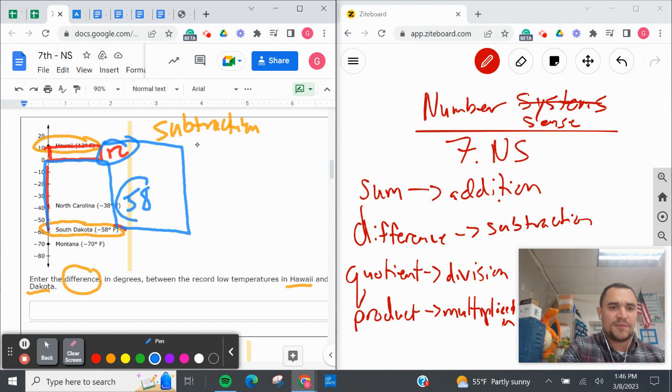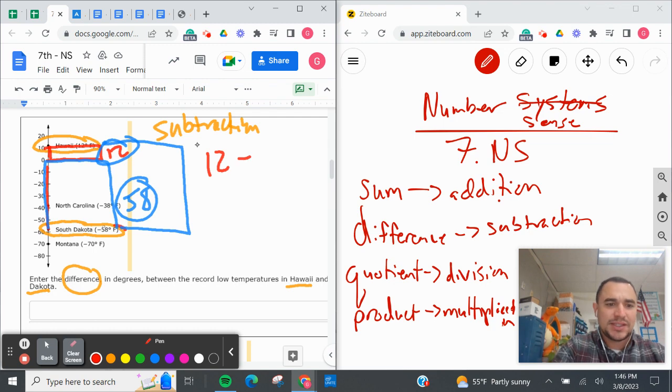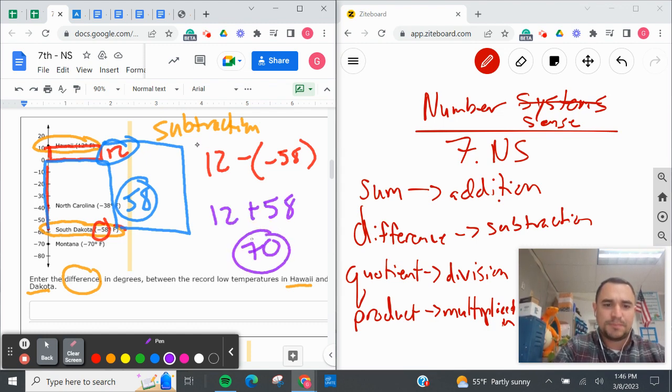So what is the difference between here and here? Well, it's 12 and 58. When they say difference, it's saying 12 minus -58, which means you're actually doing 12 plus 58. So that is going to be 70. Now, you can either do it by the distance.